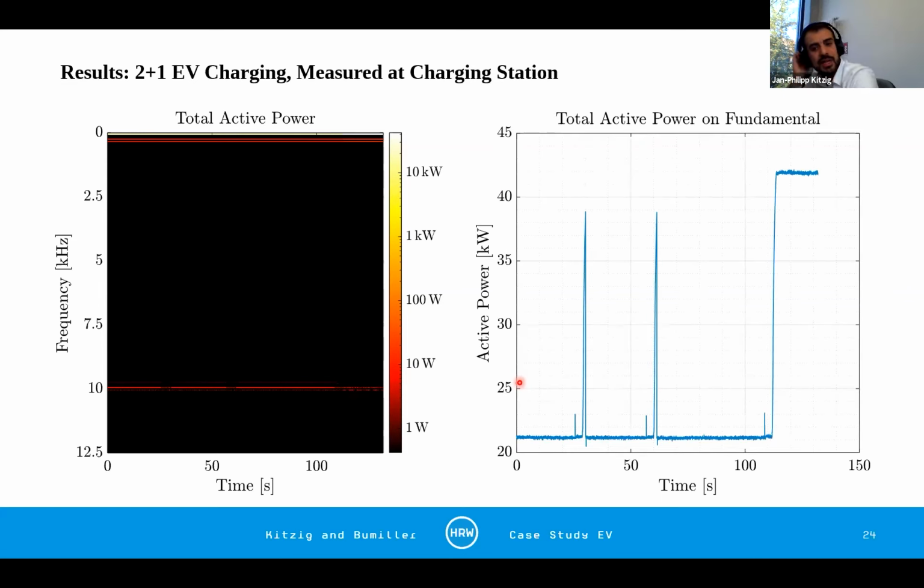So let's have a look at the total active power on the fundamental. You can see here that it is charging at 21 kilowatts. When the one vehicle is charging, you can see these 2 spikes where the second vehicle is actually starting to charge, stopping it again. We do not know why it did that. And then at the 3rd try, at approximately 110 seconds, it starts its full charging process, and we double the charging power at this particular charging station.